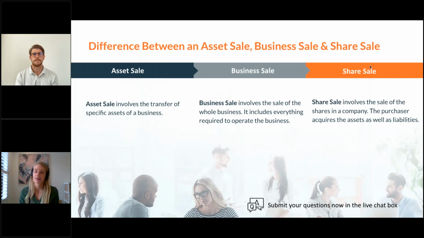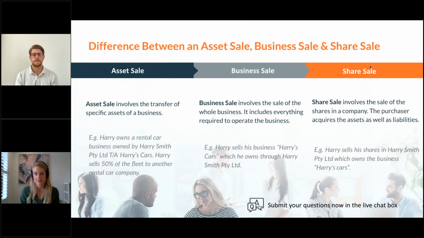So to begin with, differences between an asset sale, a business sale, and a share sale. You might hear these terms being thrown about, and what do they actually mean? If there's an asset sale, really this just means that you are buying specific assets of a business. So in an example where Harry owns a rental car business, owned by Harry Smith Pty Limited, trading as Harry's Cars, if there was an asset sale, he'd just be selling, say, half of his fleet to another rental company. So he's not selling his whole business, he's just selling certain assets of the business.